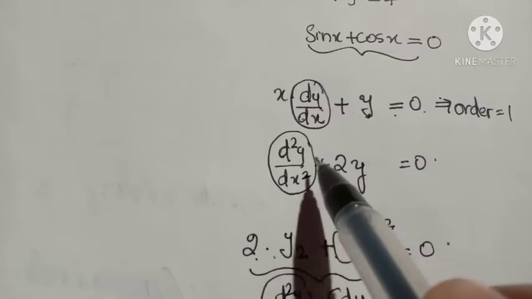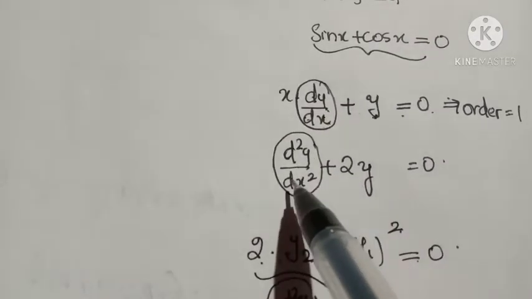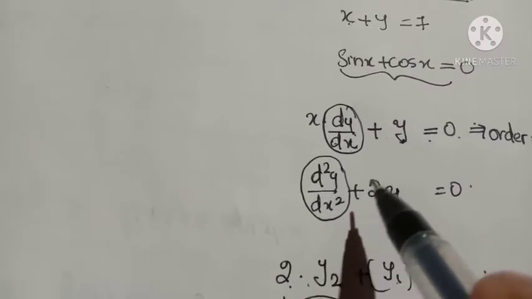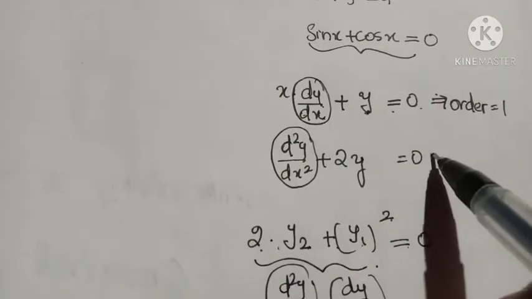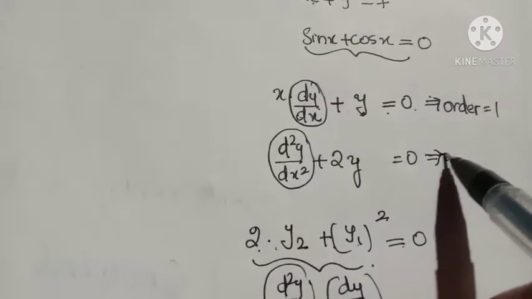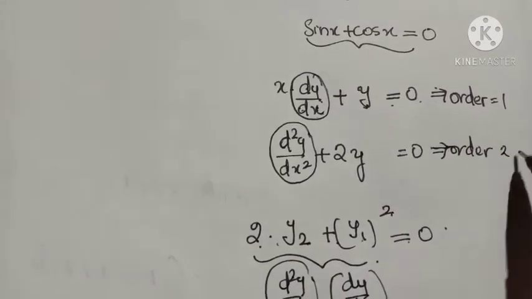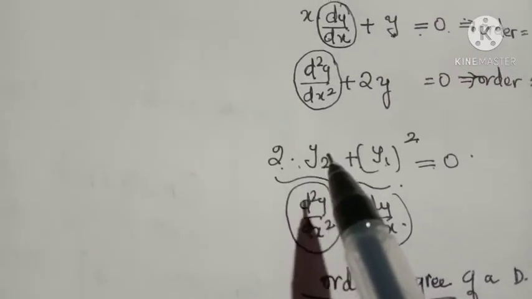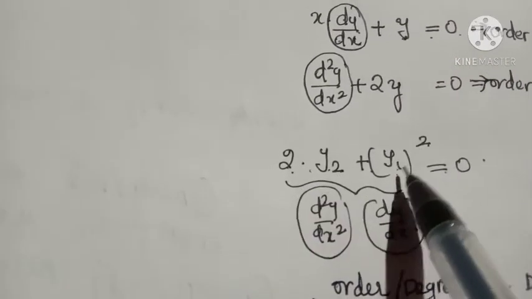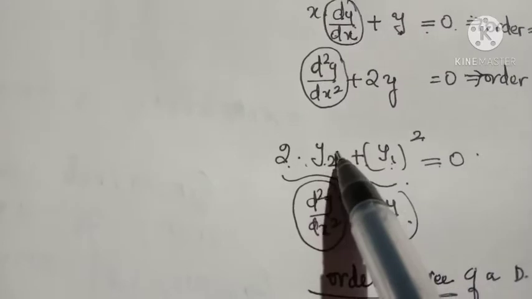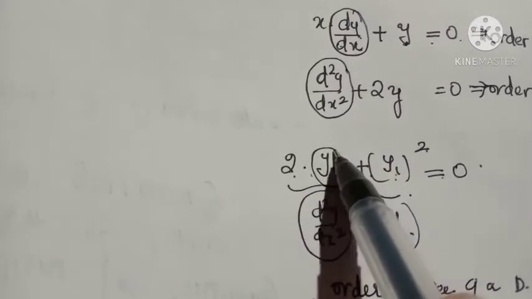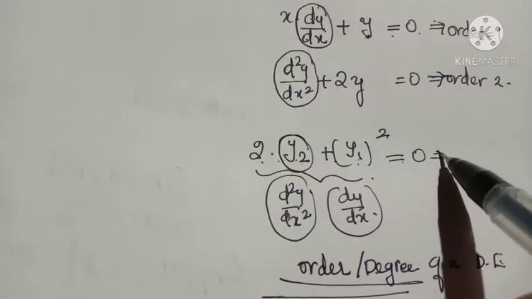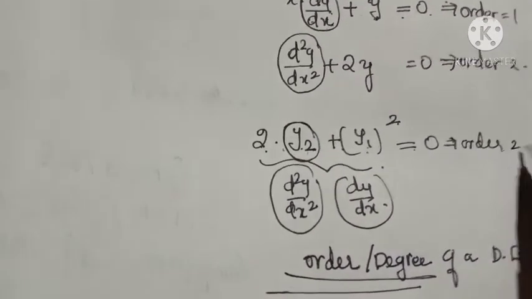Now in this equation d square y by dx square is the second derivative, and therefore this is a differential equation of order 2. In the equation 2y2 plus y1 whole square equal to 0, the second derivative y2 is there, and therefore the order is equal to 2.